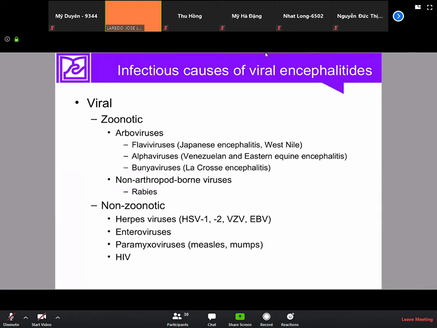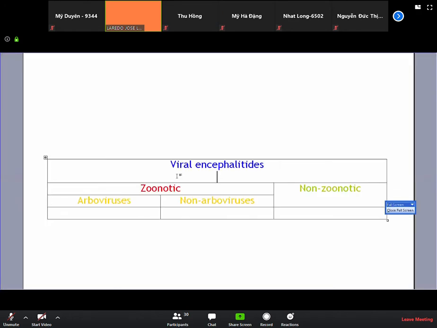So look, so we are here. We are going to study the viral encephalitis. We can classify these diseases into two groups: zoonotic, so transmitted from animals, or non-zoonotic, not transmitted from animals. Non-zoonotic, the most important in the world, and also in Vietnam, is herpes simplex virus type 1. So remember, this is human herpes virus type 1. Encephalitis. This is the most important, the most common.